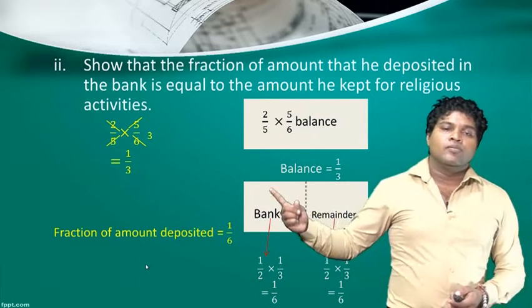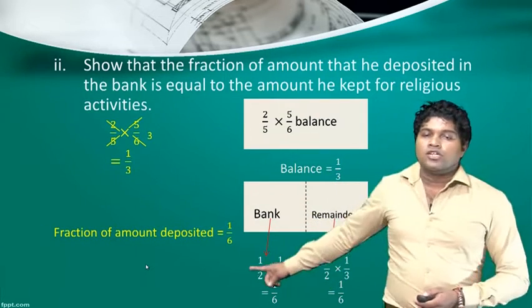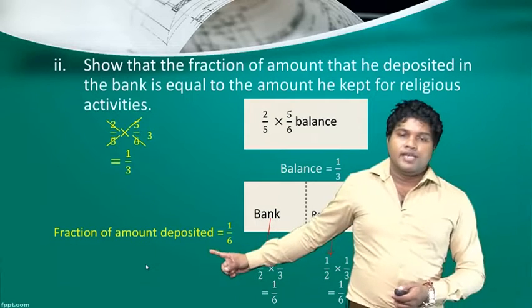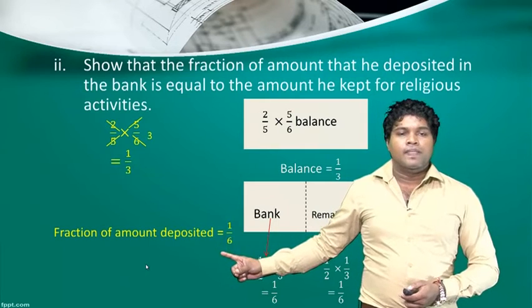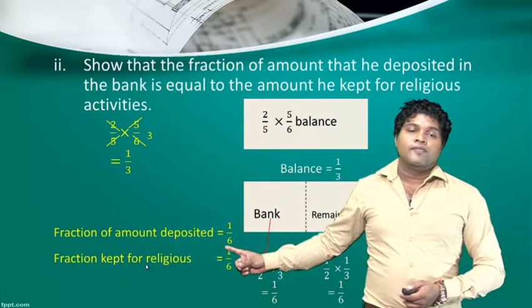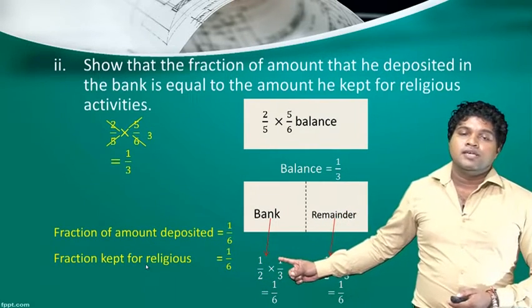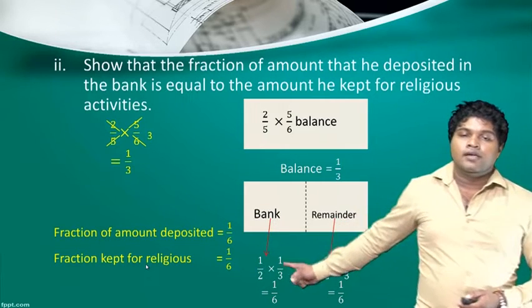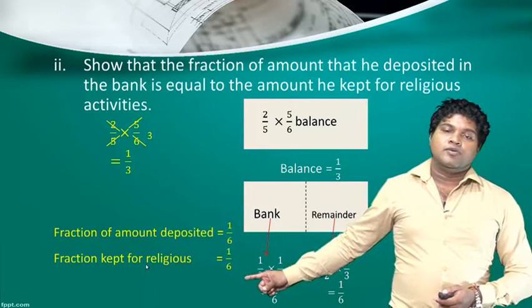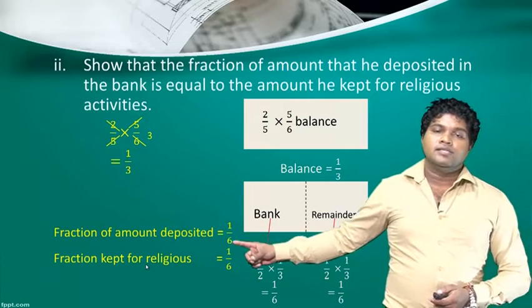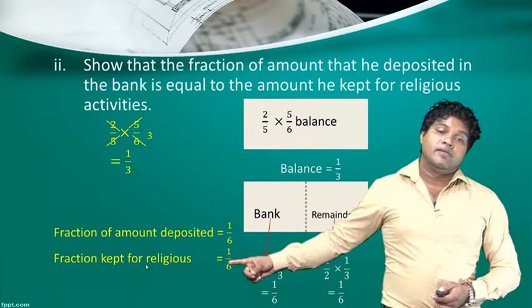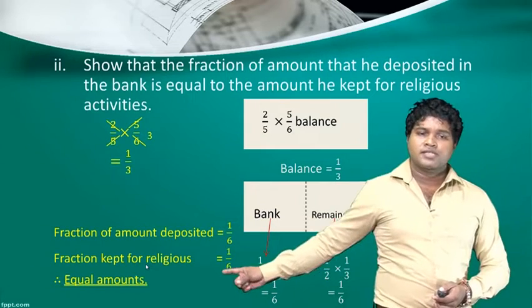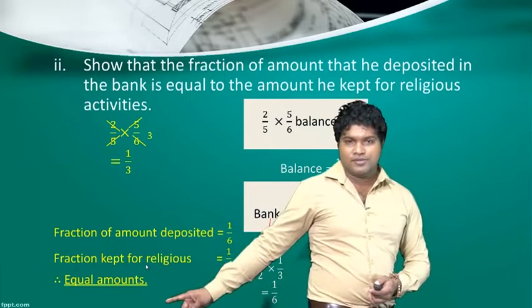Okay, the fraction of the amount deposited is 1/6. We earlier obtained that. Also, the fraction kept for religious activities, we got 1/6 here. The bank deposit is 1/6, and for religious activities we earlier obtained 1/6. Both answers are the same, therefore equal amounts. This is the answer.